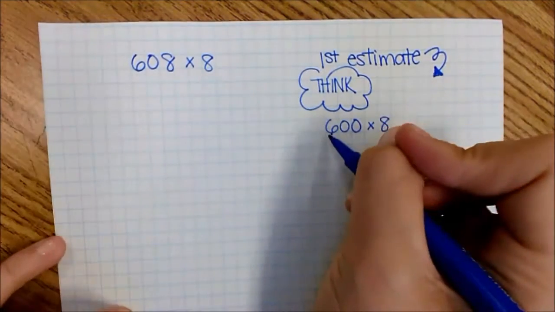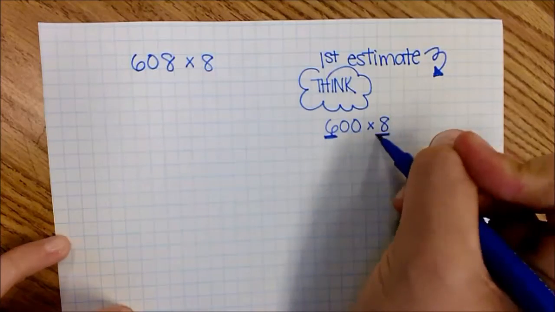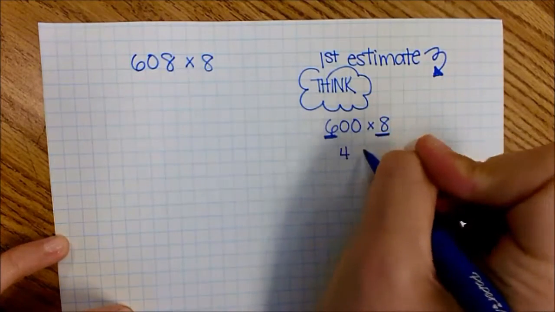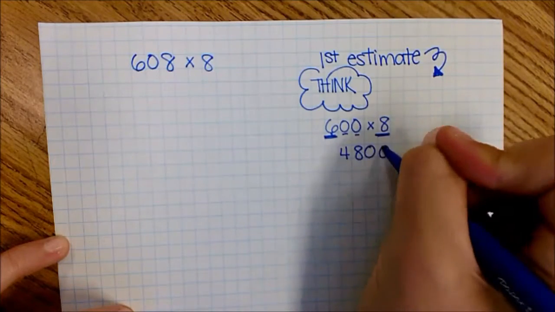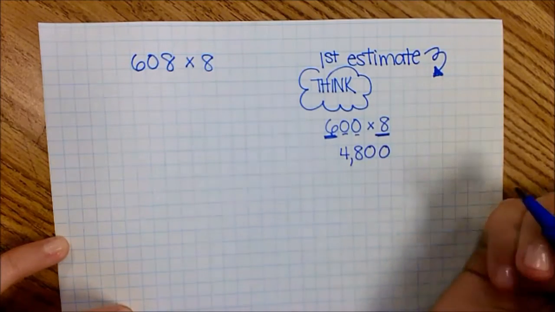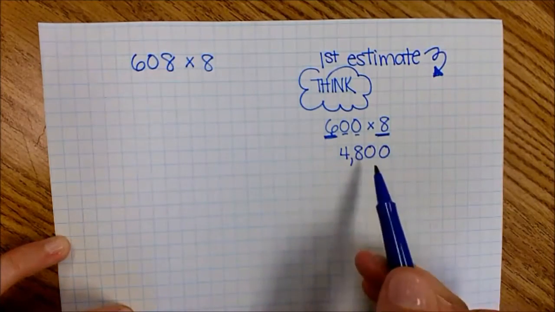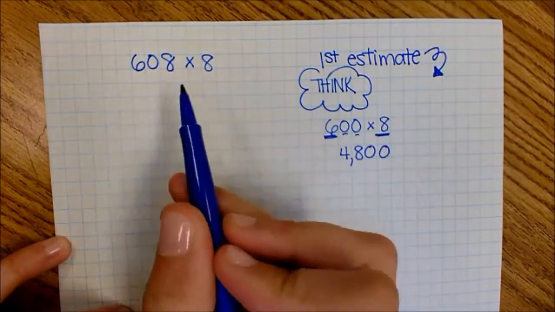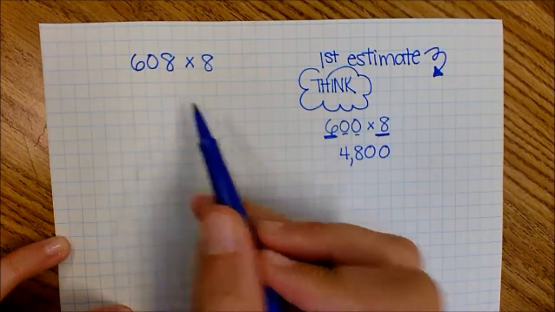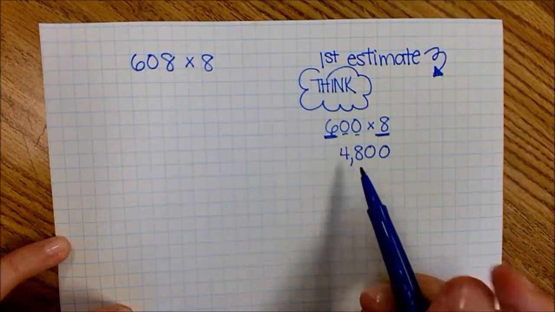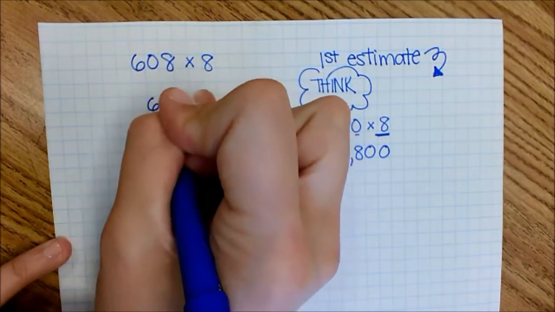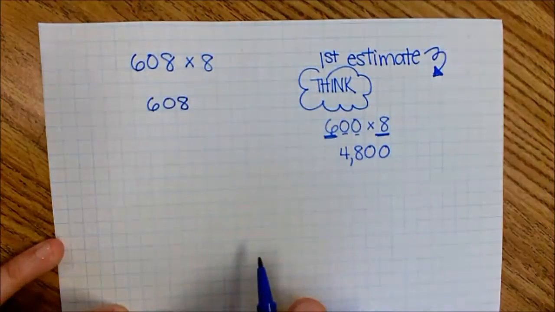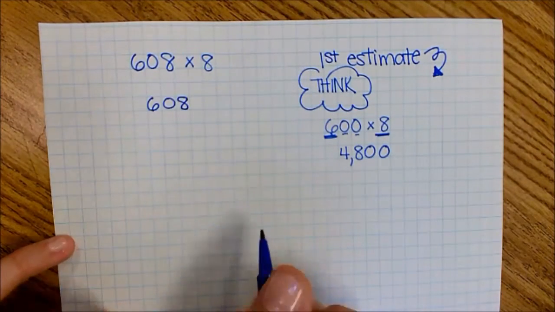So now I can do my basic math fact and say 6 times 8, and that is 48. And I have 2 zeros, 1, 2. So now, when I set up my actual problem and solve it, I know that my product of my actual problem should be pretty close to this 4,800. So now let's set up the actual problem. I'm going to give each number its own box on my grid paper to keep it organized.